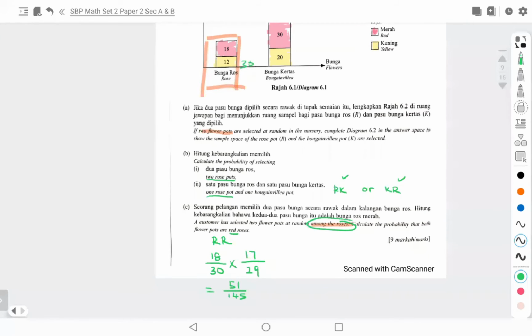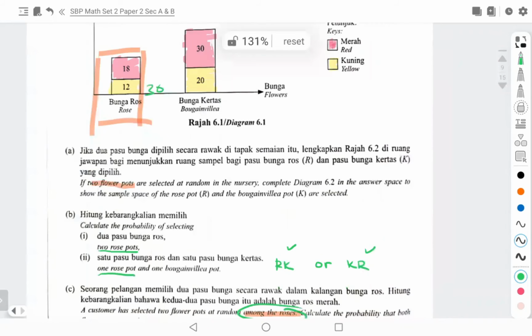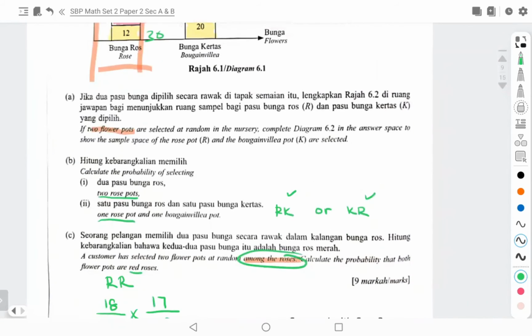I don't understand this question. The number C, is it? No, the whole question. Okay, which part? What about the A, the tree diagram? Do you know how to complete the tree diagram?